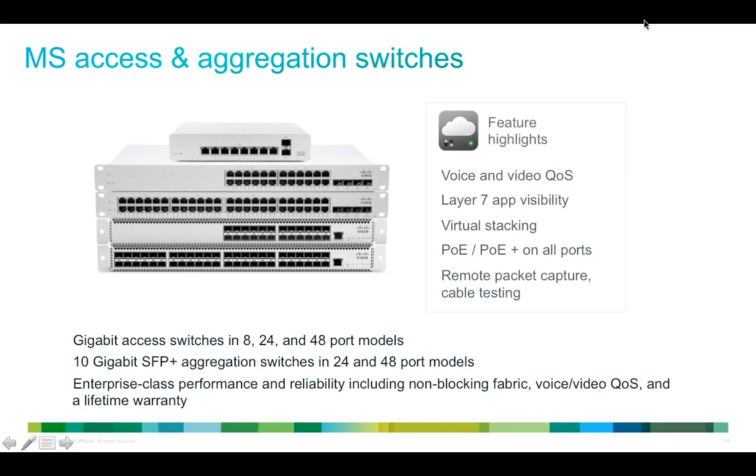The MS switches are available in access and aggregation models. These are in layer 2 and layer 3, and you can see from the photo there 8-port, 24, and 48-port models. And there are PoE and non-PoE versions available. As you can see, the switches on the top are access layer switches with copper Ethernet connections, and the ones on the bottom are aggregation switches with full SFP+ connectivity.